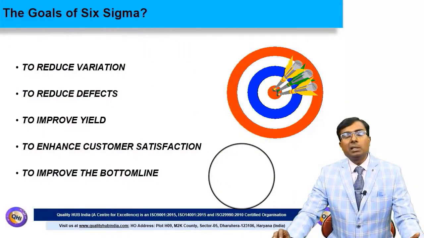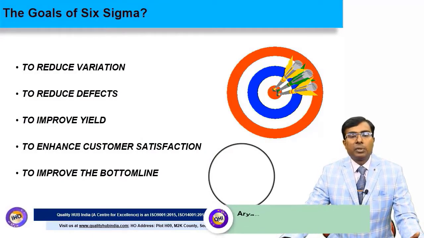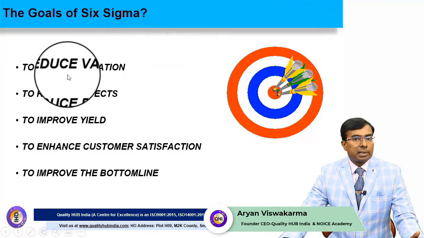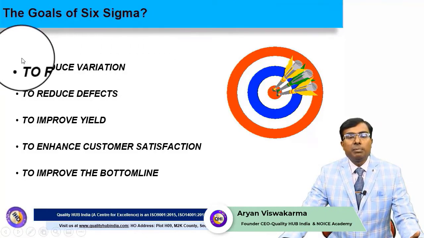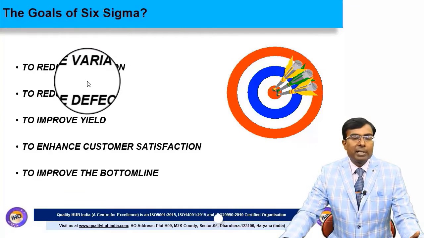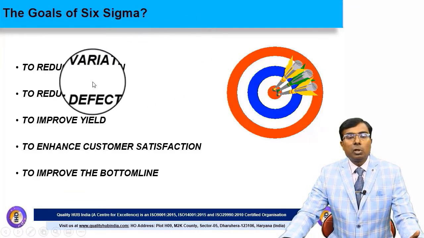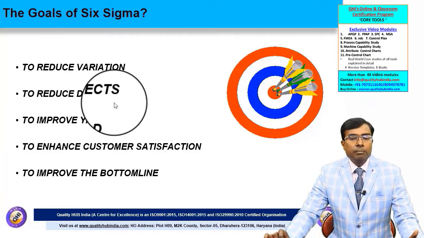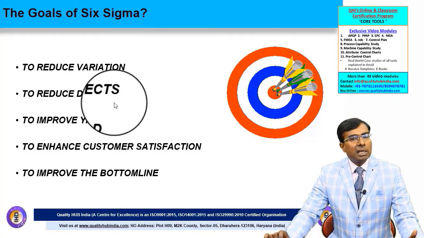So what exactly is the goal of Six Sigma? Six Sigma is a tool, a methodology for reduction of variation. So in a step-by-step manner, in all the processes, we go on identifying the project and we try to reduce the variation. This also helps in reduction of defects.